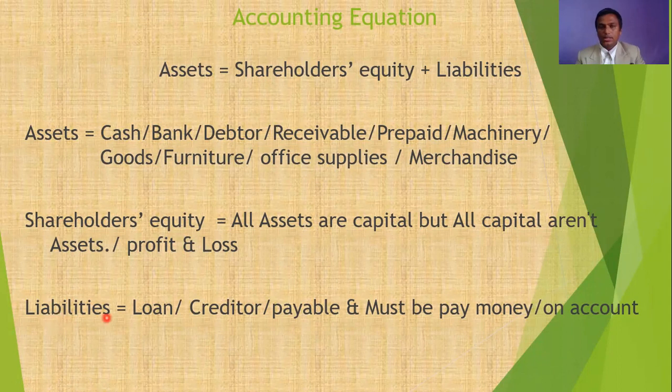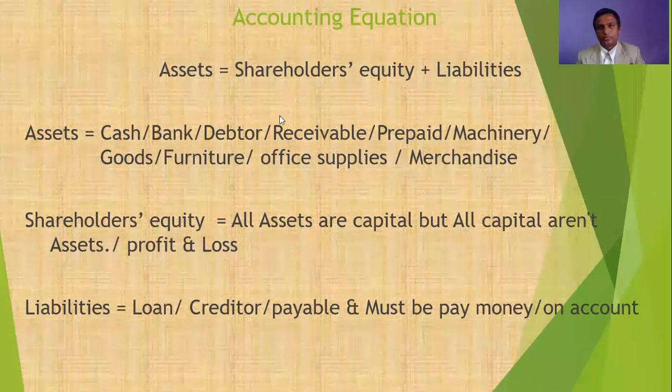Now liabilities: loan, creditor, bills payable, account payable, note payable. Money must be paid, or work must be done, on a credit transaction; all these things are related to liabilities. So assets must be equal to shareholder equity plus liabilities.